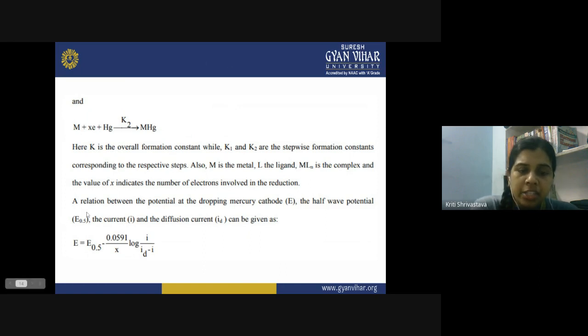A relation between the potential at the dropping mercury electrode, the half wave potential E half, the current I, and the diffusion current Id, you can write as this equation. This is one of the expressions that we get after solving the Nernst equation and the Ilkovic equation. So this could be the expression for potential at the dropping mercury electrode. This E half value we get from the polarogram. Then the values of I and Id we also get from the polarogram. And you can solve the Nernst equation and you will get the value of x.